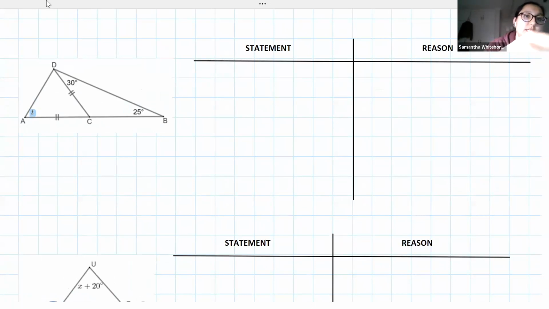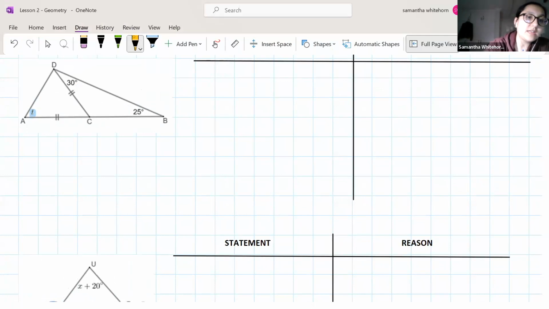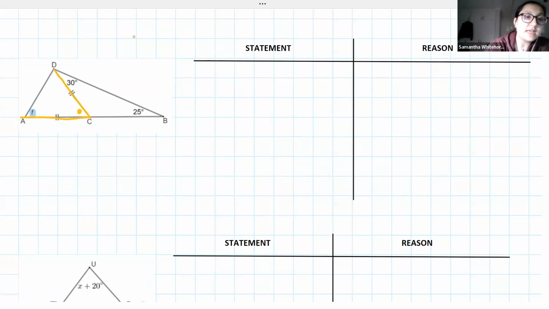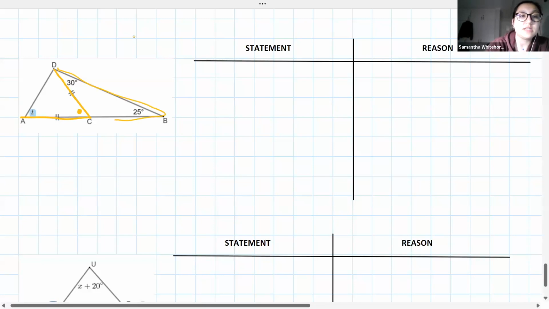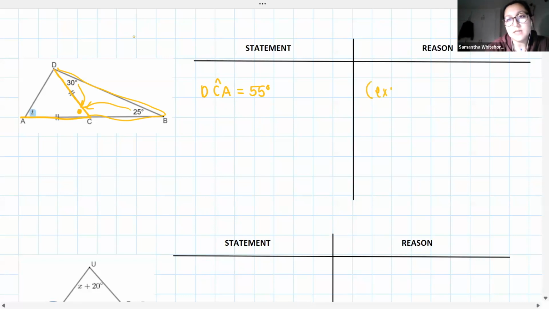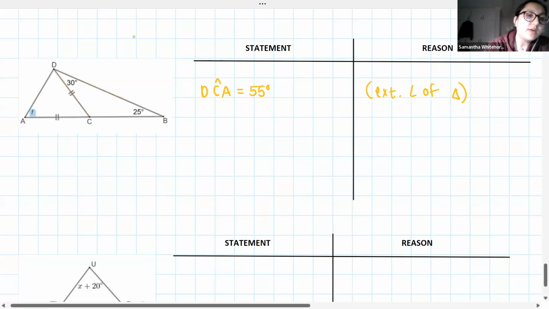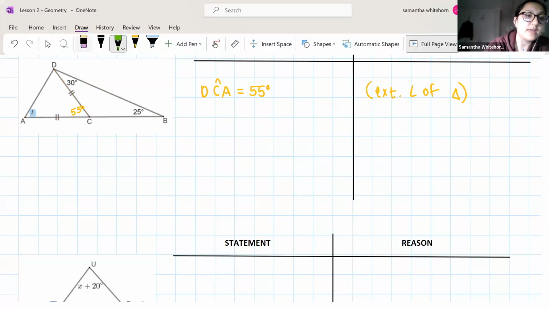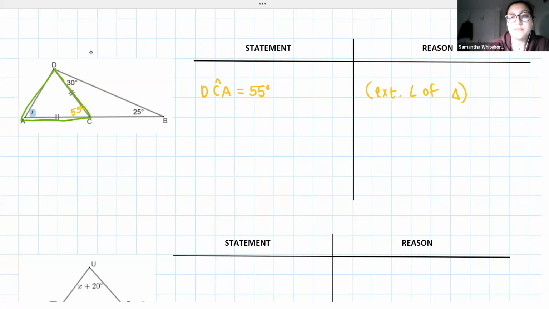Now, what you need to see in this question is the fact that this angle DCA is an exterior angle to the triangle DBC. And so what that means is if I add 30 and 25, I get that exterior angle. So the angle DCA is equal to 55 degrees because 30 plus 25 is 55, exterior angle of triangle. And what that now allows me to do is I can now work in the smaller triangle ADC to get T.